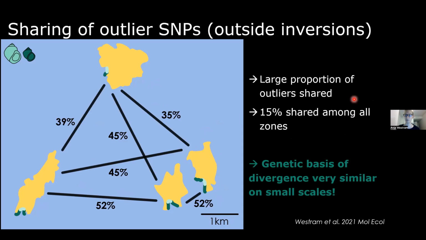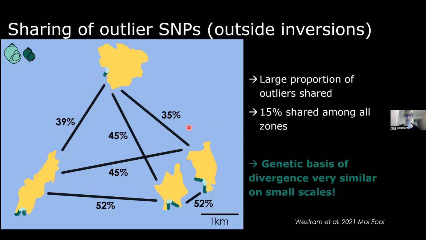So what I'm showing you here is, when ignoring the inversions, so just looking at the rest of the genome, the proportion of outliers, so of loci potentially affected by selection, that are shared between the different islands. So I'm just showing the sharing between this island and that island, for example, is 39%. And you can see what it means for the other islands. So you can see that the proportion of sharing is around 40 to 50%.